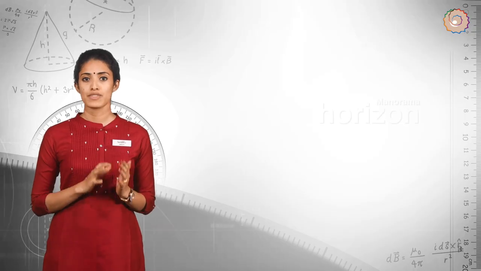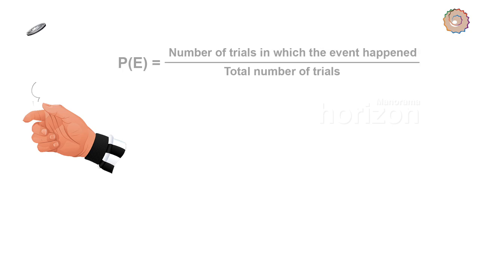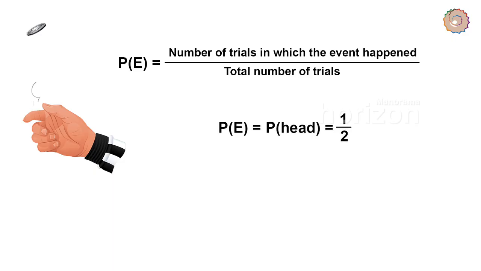Let us consider an example to understand it clearly. Find the probability of getting a head when a coin is tossed once. Also, find the probability of getting a tail. In the experiment, if you toss a coin once, the number of possible outcomes is 2. That is, you get a head H and tail T. Let E be the event of getting a head. The number of outcomes favorable to E, that is, of getting a head, is 1. Therefore, P(E) = P(head) = number of outcomes favorable to E divided by the number of all possible outcomes, which is equal to 1/2.